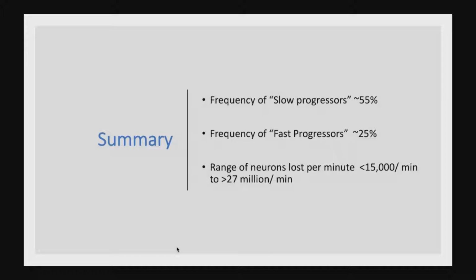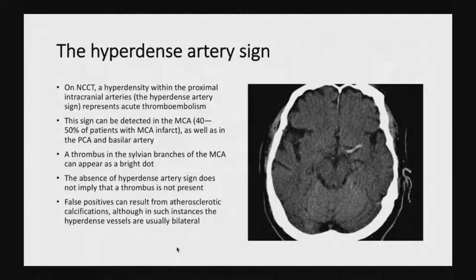Another sign we look for is the hyperdense artery sign. Typically, we see it in the MCA. It's present in about 40 to 50% of patients with MCA occlusion. Now, just because it's not there doesn't mean that there's no clot in there. It basically represents a clot in the middle cerebral artery. And when the clot involves the sylvian segment of the MCA, it's going to look like a bright dot within the sylvian fissure. We can also see the hyperdense artery sign in the basilar artery and in the posterior cerebral arteries.